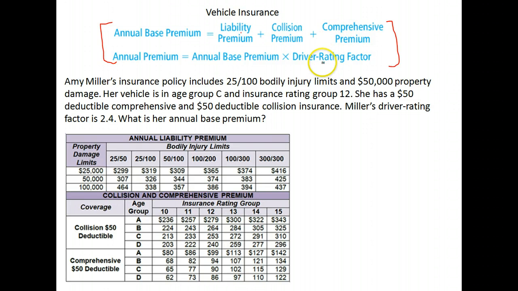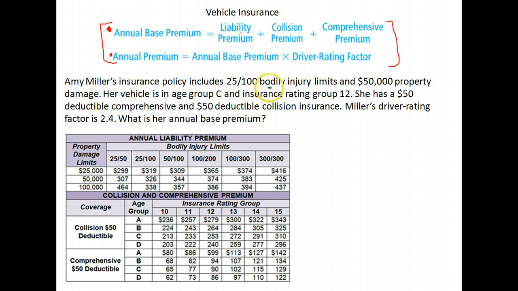Now, how good of a driver you are can affect the price of your insurance. That's why we take the regular premium and then multiply that by your driver rating. The better driver you are, the lower your rating, the lower this number will be, so the lower your annual premium will be. The higher the number, the higher your premium is going to be. So again, the annual base premium is the basic price before your driving history is added into it, and the annual premium is your final price.